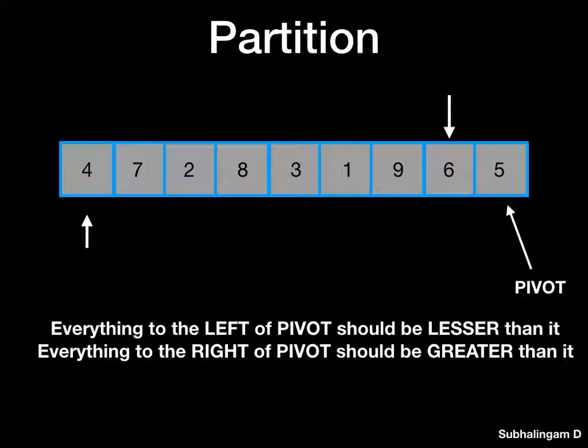For this, we maintain two pointers, say i and j. The one on the left is i. I compare the ith index with the pivot. If it is less than the pivot, in this case 4 is less than 5, I move the ith pointer to the right, that is i++. If the ith element is more than the pivot, like in this case 7 is more than 5, I swap the ith and jth index elements and shift j to the left, that is j--.